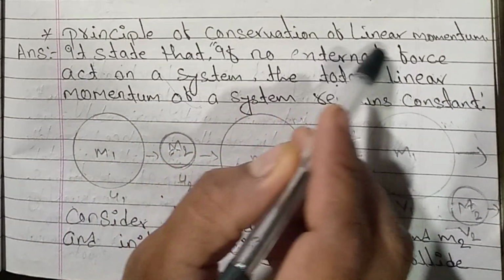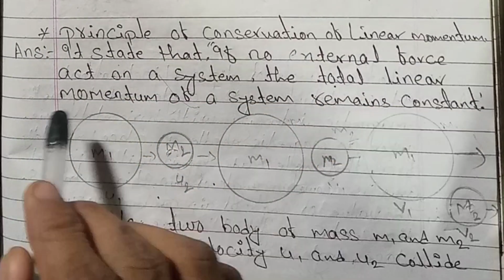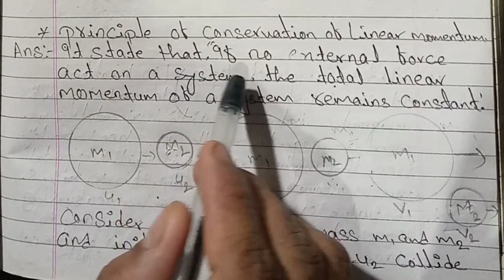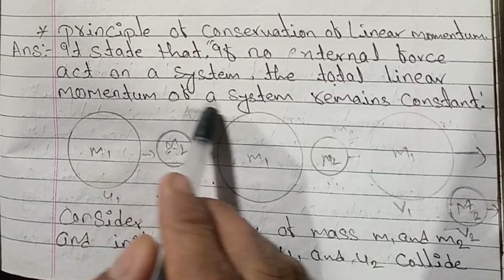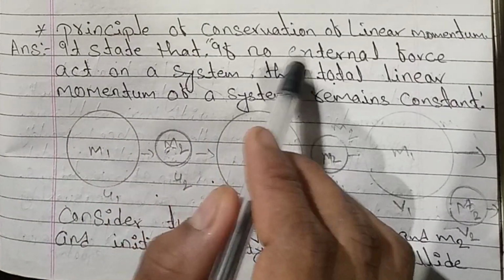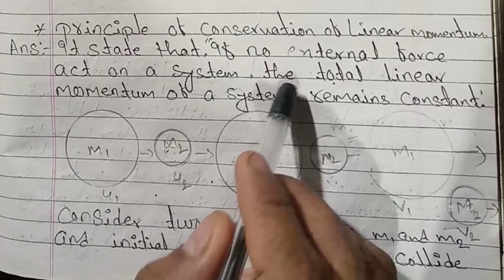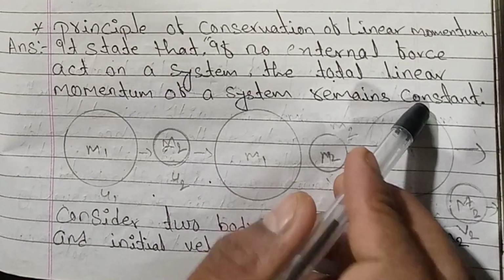Principle of conservation of linear momentum. It states that if no external force acts on a system, the total linear momentum of the system remains constant.